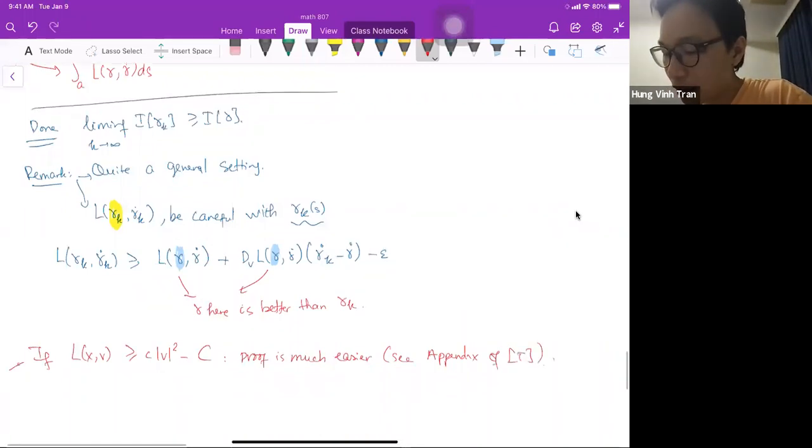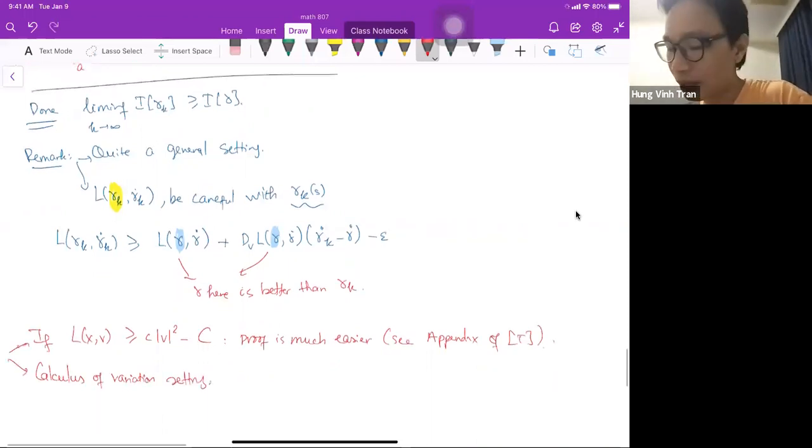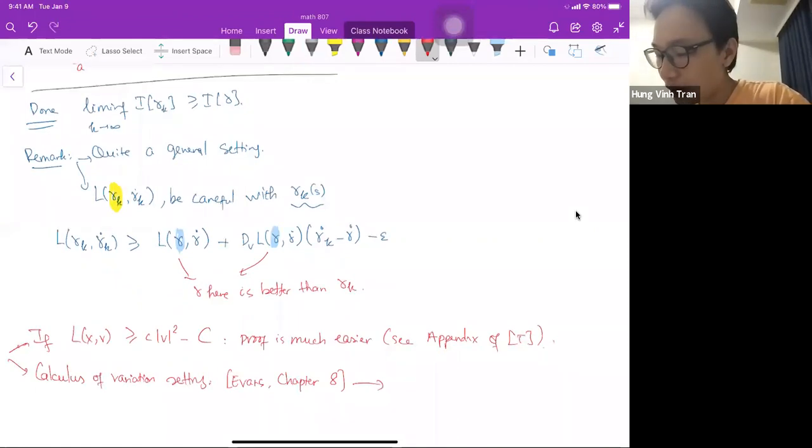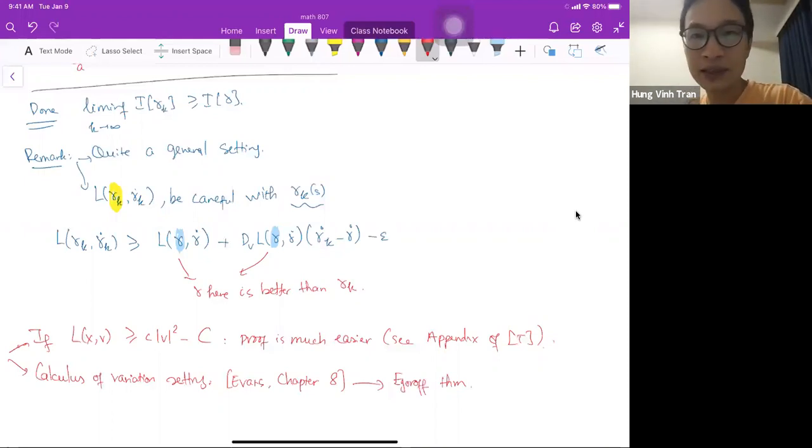And also for the calculus of variation setting, I mean, this is also calculus of variation, but what I mean by the calculus of variation setting is that you should see Evans, chapter 8. I might be wrong about the chapter, but there, to handle this kind of dependence, Evans also has to use the so-called Egorov theorem. It's a measure theory device, so you've got to be careful when you're dealing with the dependence.